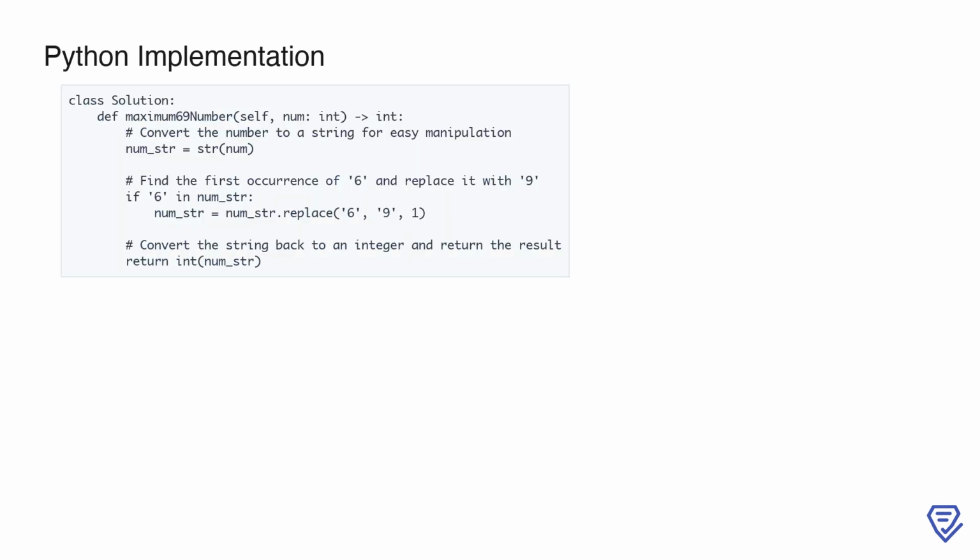This solution begins by converting the input number into a string, as strings are easier to manipulate when replacing specific digits. The algorithm identifies the first occurrence of the digit 6 using the in operator and replaces it with 9 using the replace method, ensuring that only one occurrence is replaced by setting the count parameter of replace to 1. If the digit 6 does not exist in the number, the original number remains unchanged. Finally, the modified string is converted back to an integer and returned as the result.